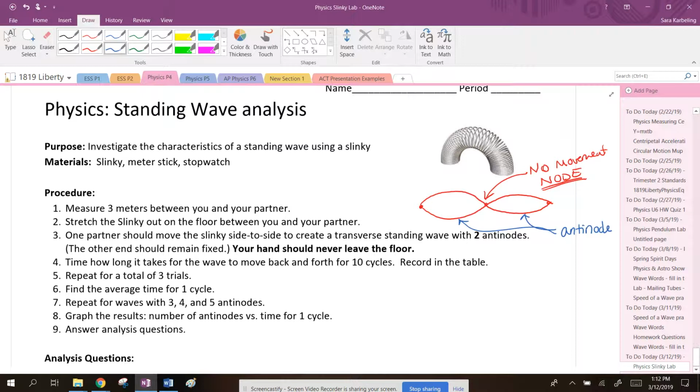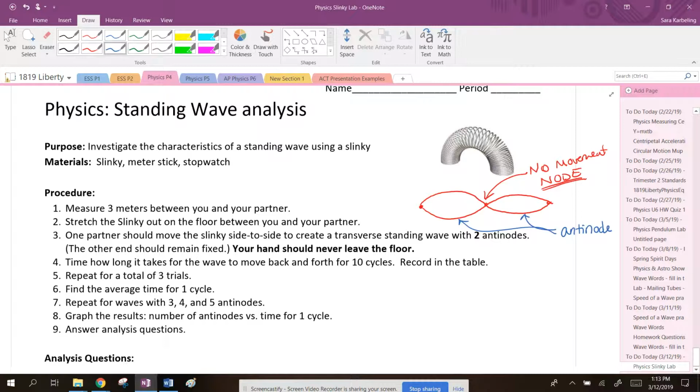You're going to take a stopwatch, or have that third person, because we have 3 people, right? So one person on each end of the slinky, one person with a stopwatch. Time how long it takes for the wave to move back and forth 10 times. So the person that's moving their hand counts 1, 2, 3, 4, 5, 6, up to 10. Get the idea? You're going to do that for a total of 3 trials. Find the average time for 1 cycle. So you're going to find the average divided by 10, right?